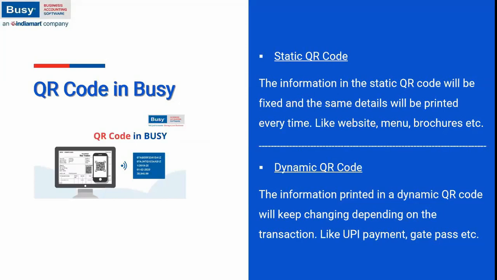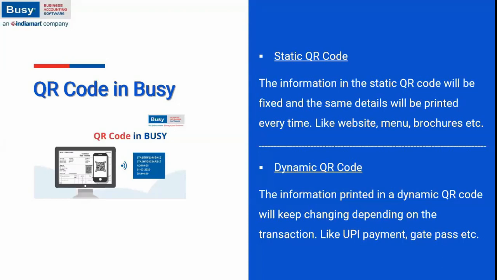Here, the information in the static QR code will be fixed and the same details will be printed every time, like website information, location information, product information, menu information, brochures, etc. Here, the static QR code is nothing but a text field. But the information printed in a dynamic QR code will keep changing depending on the transactions, like UPI payment, gate pass, etc.